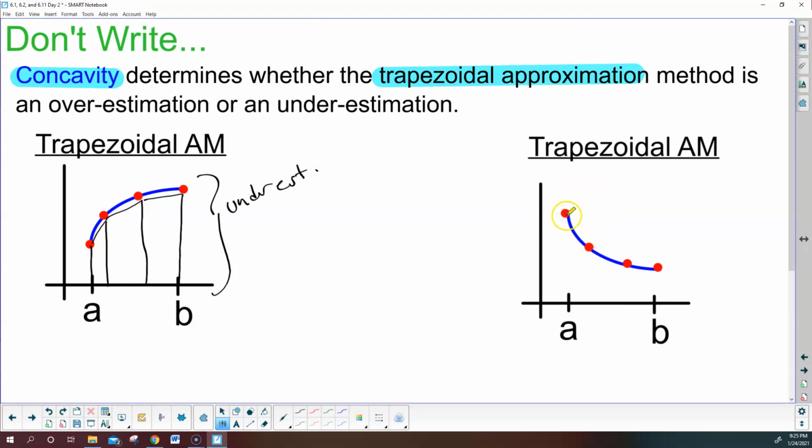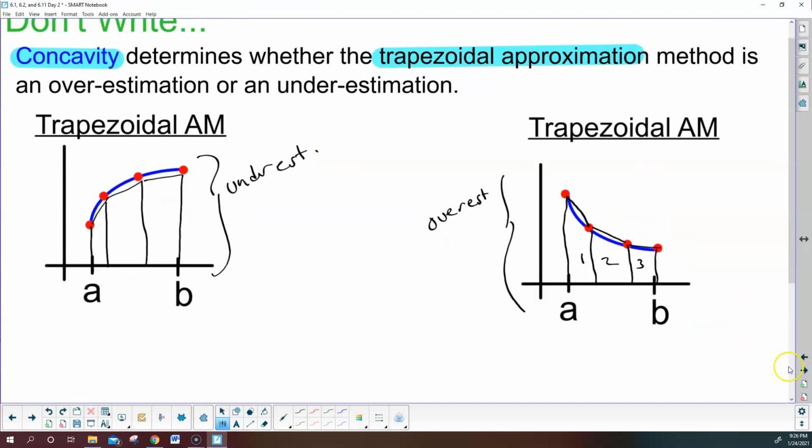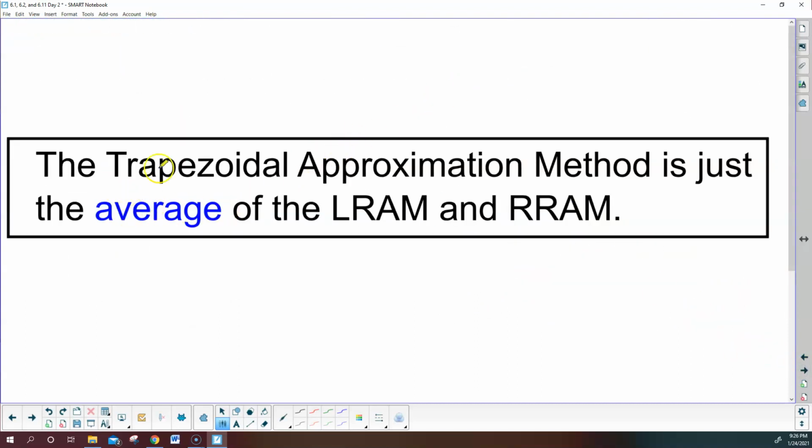But what if it was concave up? Well, when I draw this, the little space is going to be just over that curved line. And you can see I've got my 3 trapezoids, and all 3 of them would be overestimations. So if it's concave up, it's going to be an overestimate using the trapezoidal approximation method. If it's concave down, it'll be an underestimation. All right, and then finally, I think this slide was a slide off. Should have been earlier, but the trapezoidal approximation method is just the average of the left RAM and the right RAM.